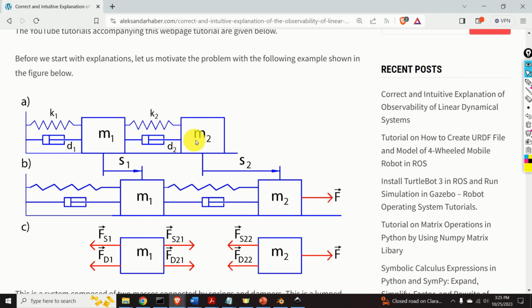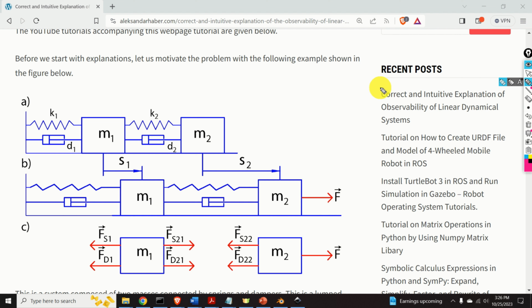Let us first motivate the observability problem by considering this example. Over here, you can see two masses, M1 and M2, that are connected by springs and dampers. S1 is the position of the mass M1 with respect to its equilibrium position. S2 is the position of the second mass with respect to its equilibrium position. First, we will clarify what the states of this system are.